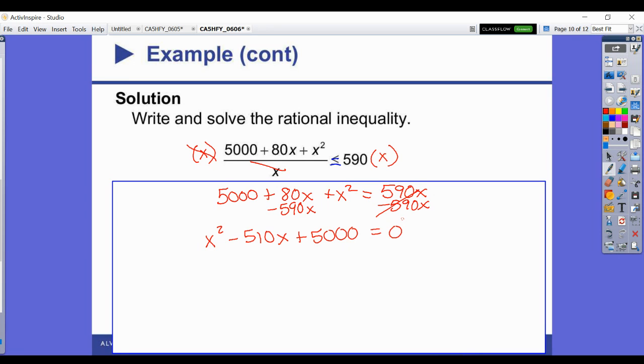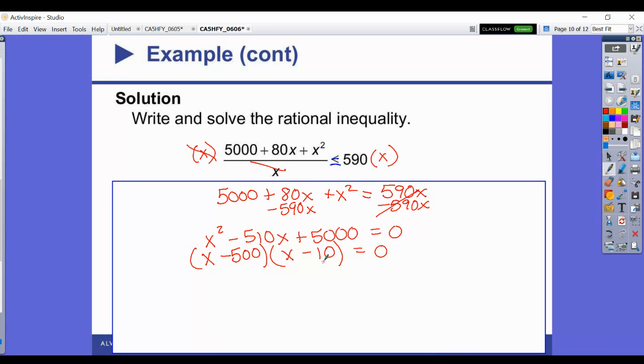Okay, so 5,000 and 510. What do you think? Can you find any factors that might multiply to be 5,000 and have to do with 510? That was a big hint there. 500 times 10 is 5,000. So this is x minus 500, x minus 10.